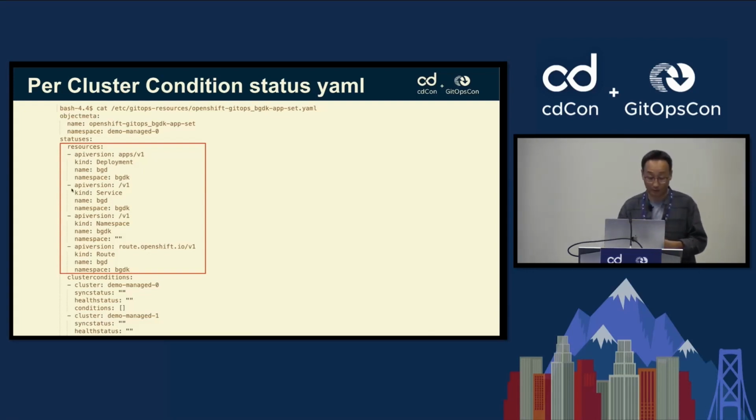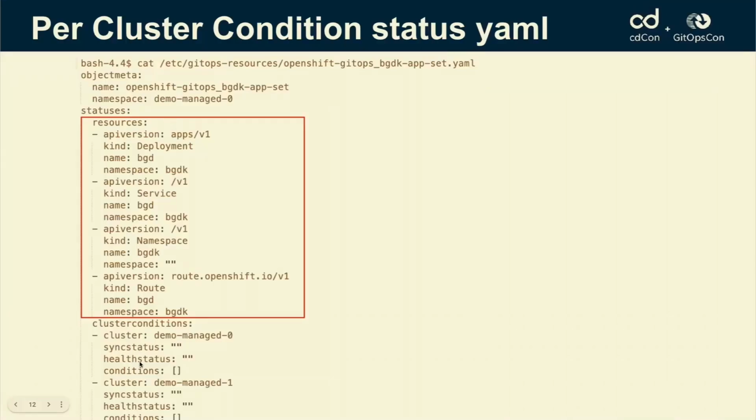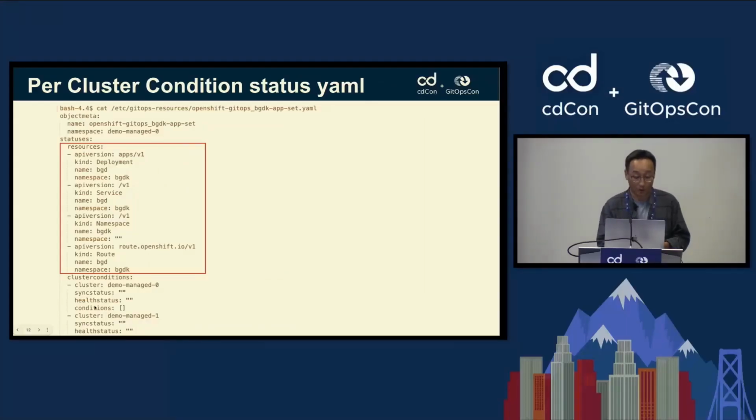And we also have all the cluster conditions. So we have the cluster name, and we have the sync status and health status. These sync status and health status are empty because we will use the manifest work to get the overall sync status and health status. But here we also have this conditions list, which will be used for reporting any possible error conditions that this application could have. If there are no error conditions, then this conditions list will be empty.